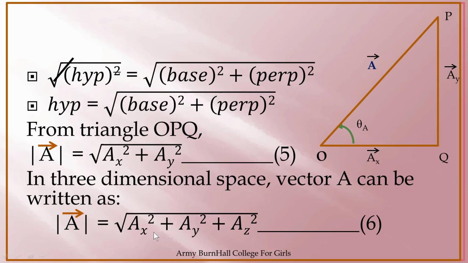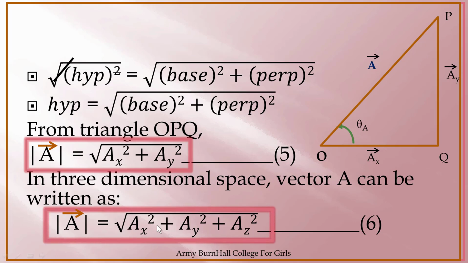In this way, if we have the horizontal and vertical components of a vector, we can find the magnitude of that vector. So you have to learn this formula: magnitude of A is equal to under root Ax square plus Ay square, or under root Ax square plus Ay square plus Az square, depending upon the dimensions.